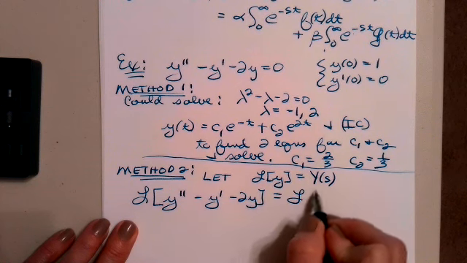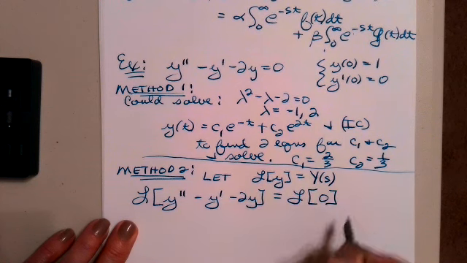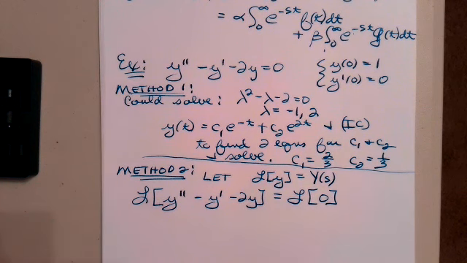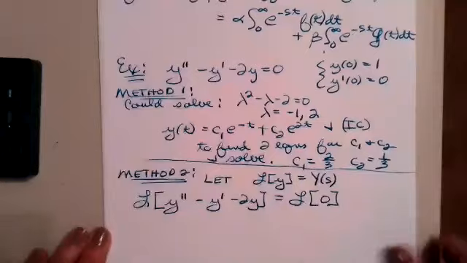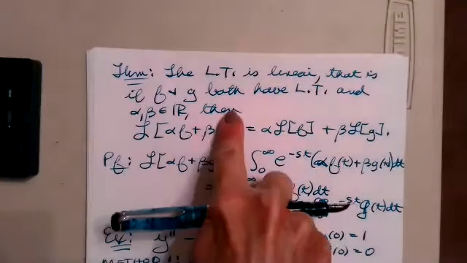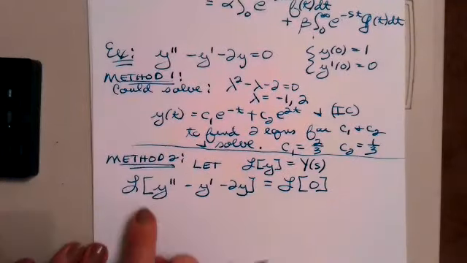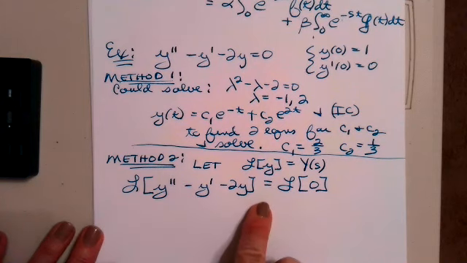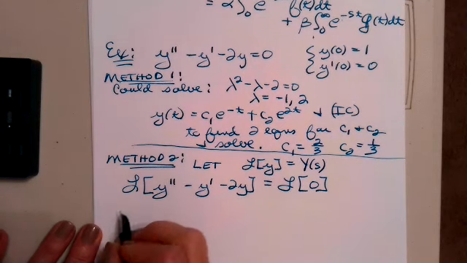And what you do to one side of the equation, you do to the other. So I took the Laplace transform on the left. I have to take the Laplace transform on the right. But the Laplace transform is linear. That's what that theorem was on this same page up here that we proved. That means the Laplace transform of this difference is the difference of the Laplace transforms.